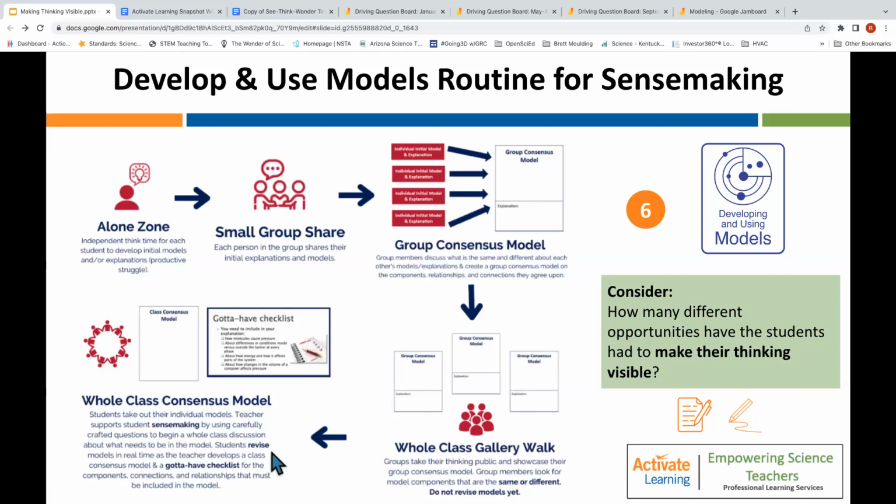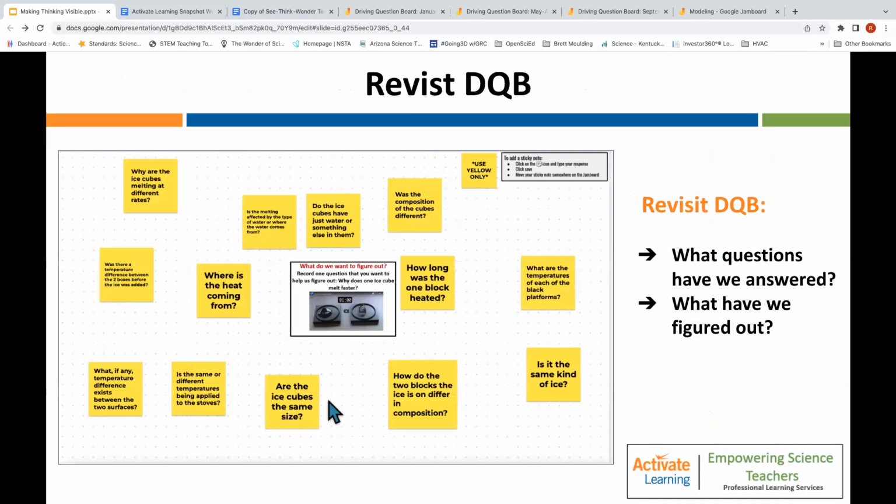And so this is a process and instructional strategies that will help us clarify those misconceptions. And after that, of course, we go back and revisit the driving question board. Which ones have we answered? Which ones have we figured out? And what evidence do we have to go with that?